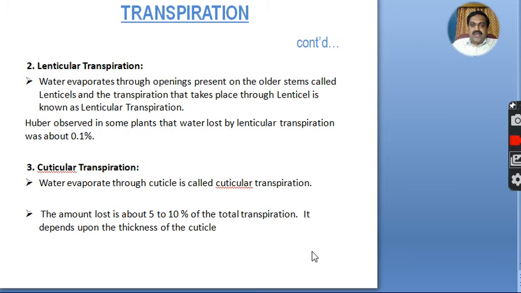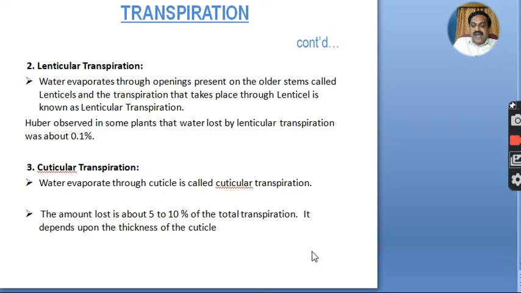Secondly, the cuticular transpiration. A small portion of the foliar transpiration takes place from the general surface of the leaf through an organ called the cuticle. What is the cuticle then? The cuticle is the waxy coat developed over the epidermis of the stem and the leaves. It is mainly developed to check, to control, to avoid excess transpiration.